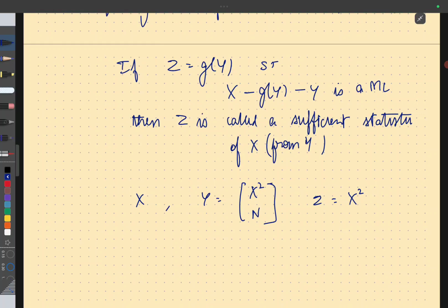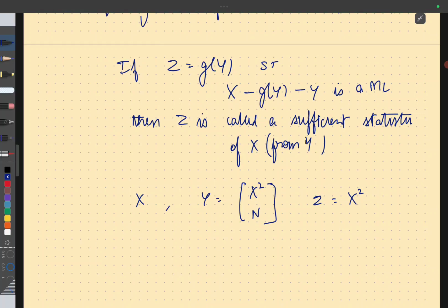Right? That's why it's called a sufficient statistic. Because whatever you need about x, g of y has all of it. Whatever extra that y can offer you is kind of unrelated to x.